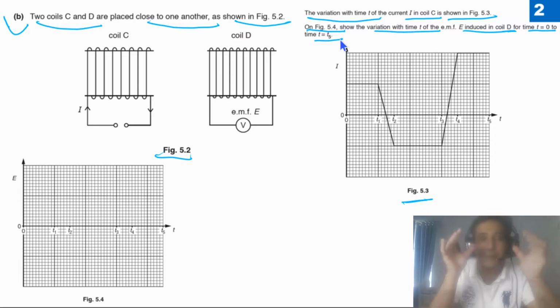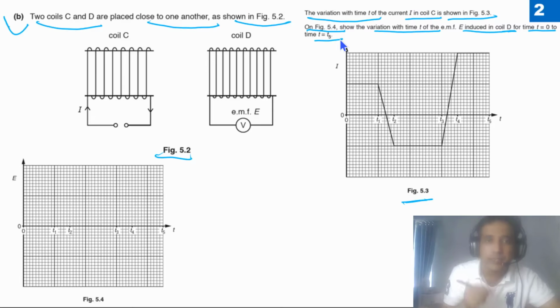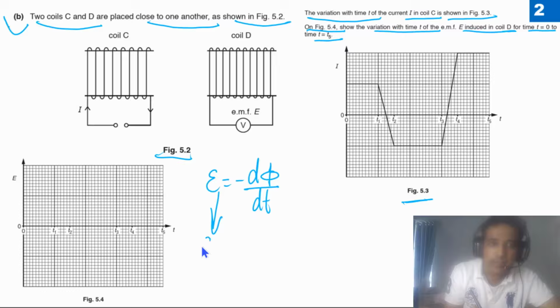This question is very similar to the last one. In the last part we discussed that EMF is equal to negative d phi by dt, or minus d phi by dt, and EMF is also equal to negative.